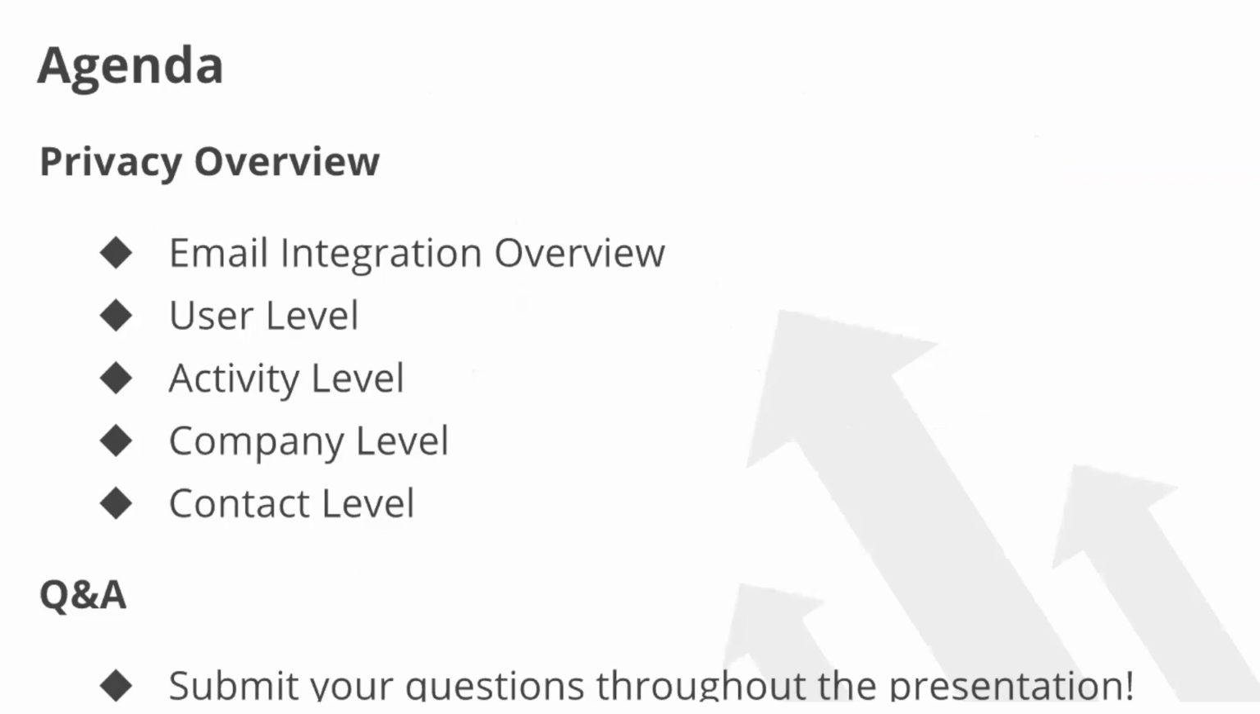Really quickly, I'm just going to go over the agenda from a high level. There are lots of different areas within Accelo where you can manipulate the privacy options, and Saga's going to go through these one by one, beginning with the email integration overview and how that affects privacy. Then breaking it down, firstly at the individual user level, opening up activities and manipulating the privacy on individual activities as you go. Then of course, within your CRM at the company level and contact level.